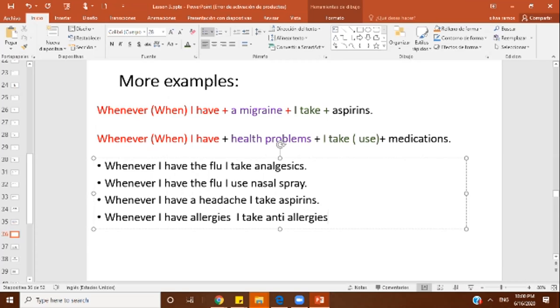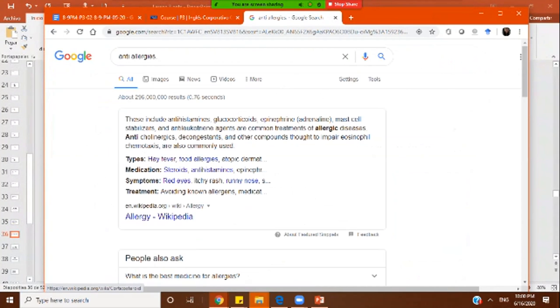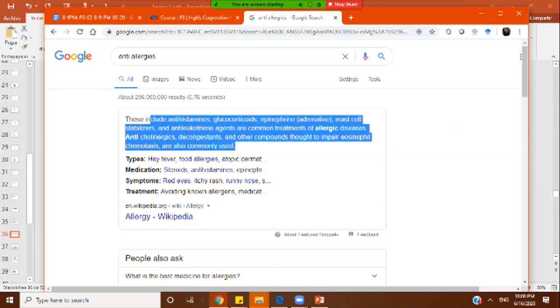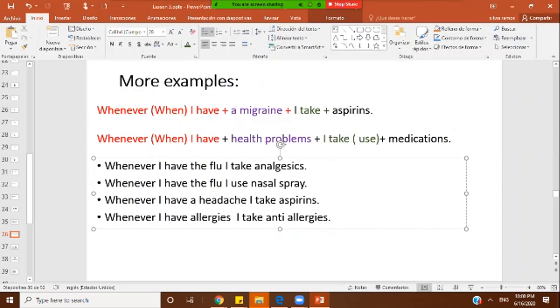Anti-allergies. Okay, is this a word in English? Okay, let's confirm. When we are not sure about this, we also go to Google. Look, and we have this. This is a word, when you have anticholinergics. Look at all these words. These are difficult to pronounce. That's why we do this. Okay, very good. One more example before you go.